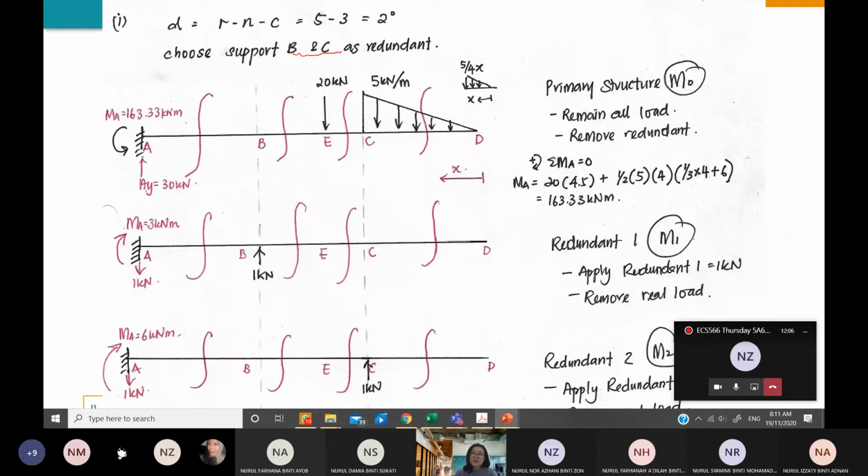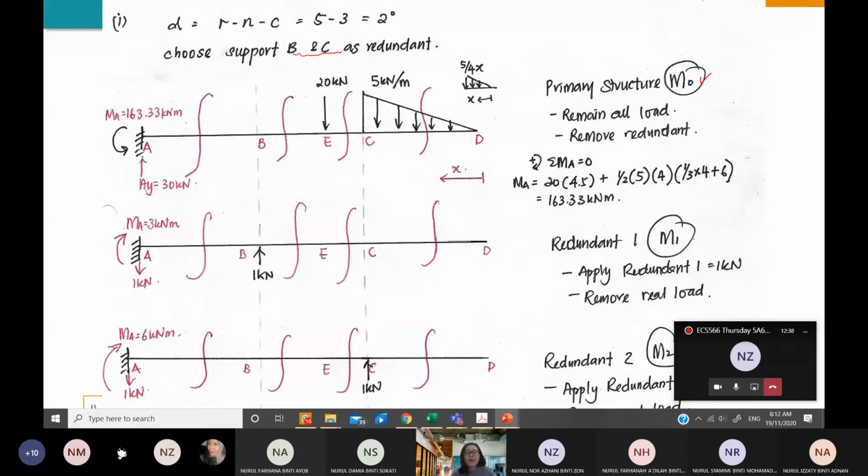So we can have a look at the primary system and also the redundant systems. The primary structure, we name it M naught. From the feedback on tutorial 6a, I understand that a few of my students are still not aware of how many primary structures or redundant structures they need to draw.